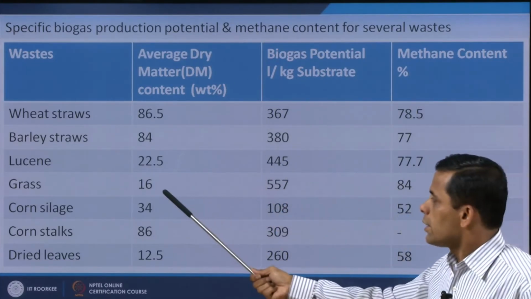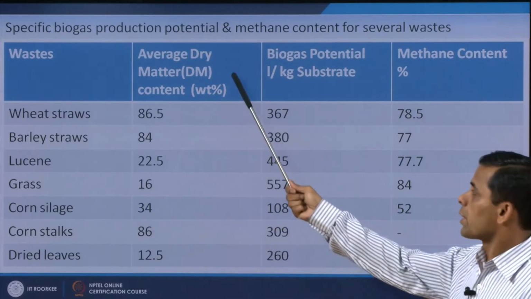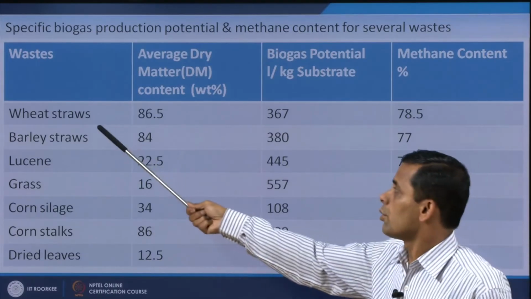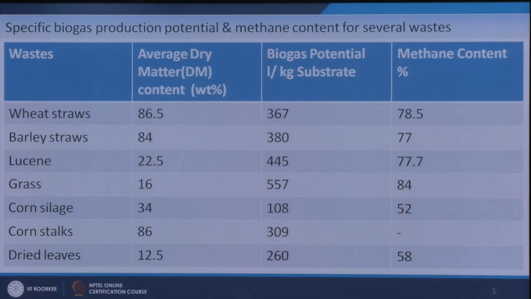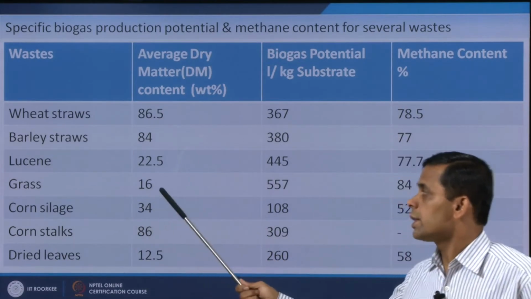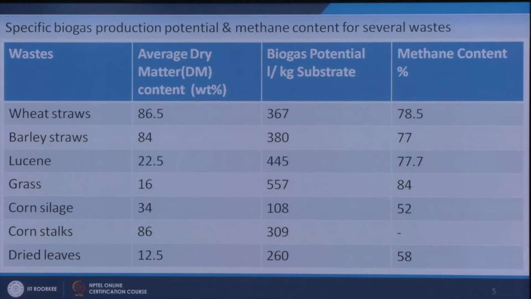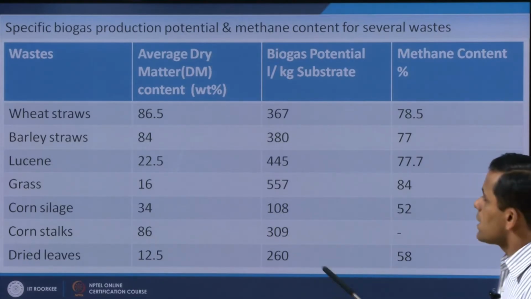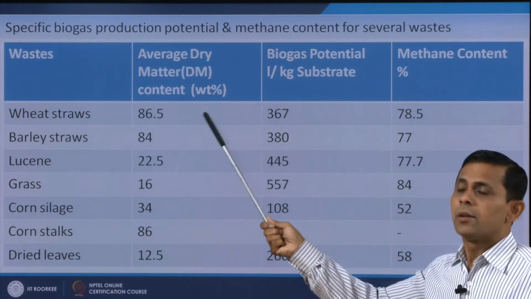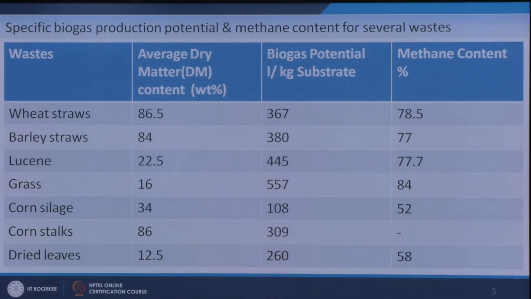So, here we have from 12.5% solid to 86.5% solid as dry matter, but in spite of having this very high dry matter, wheat straw gives 367 liter per kg substrate potential of biogas production, whereas grass, with only 16, gives us 557 liter per kg of substrate. So, this indicates that although waste dry matter content is required, it is dependent on the type of compounds present in the dry matter.